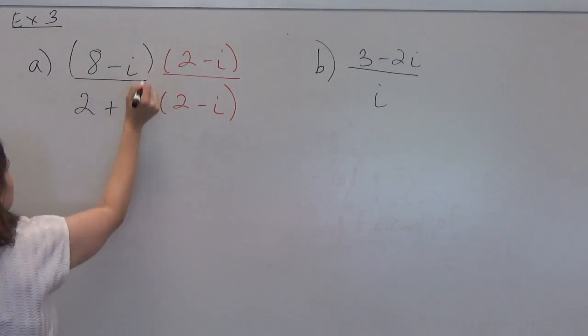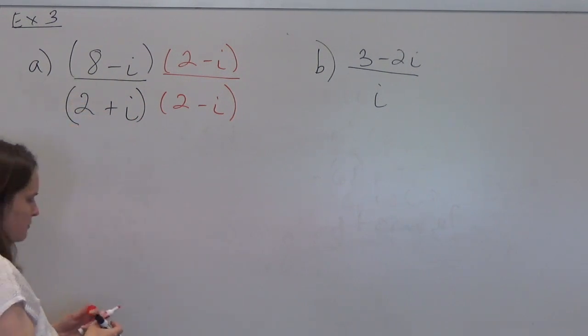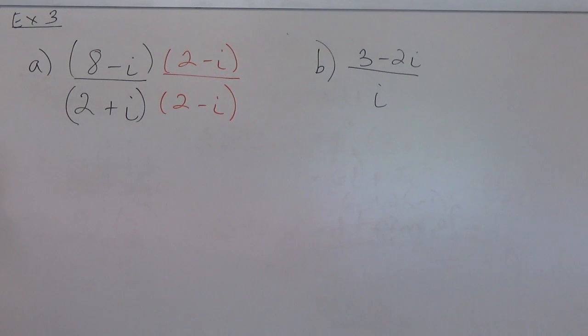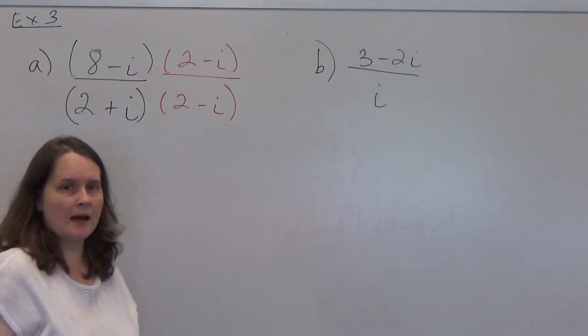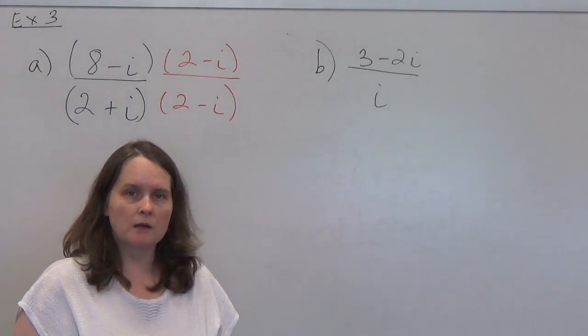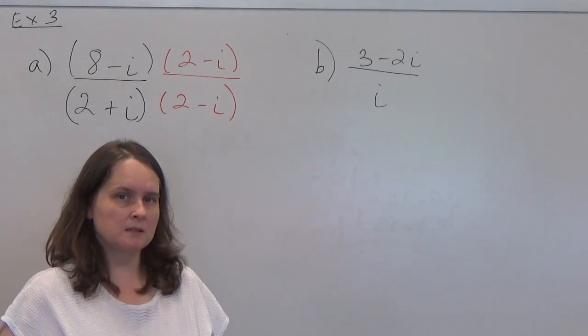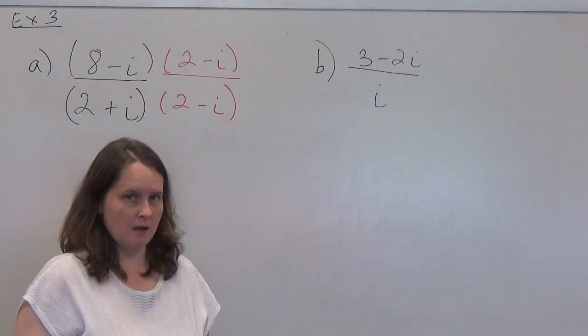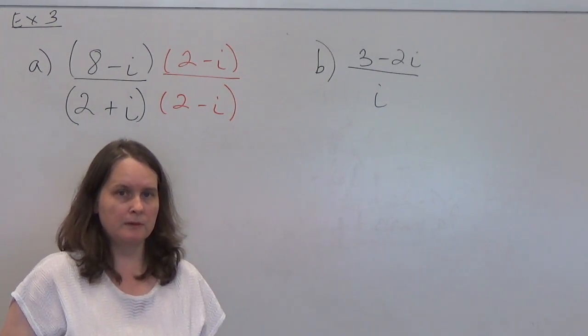We need parentheses around each binomial because we will be FOILing these. So FOILing the top, I'm going to go ahead and ask you to pause the video here, FOIL the top, FOIL the bottom, simplify as far as you possibly can, and then see if you can figure out how to get this into the a plus bi form. And then we'll complete the problem in a moment.